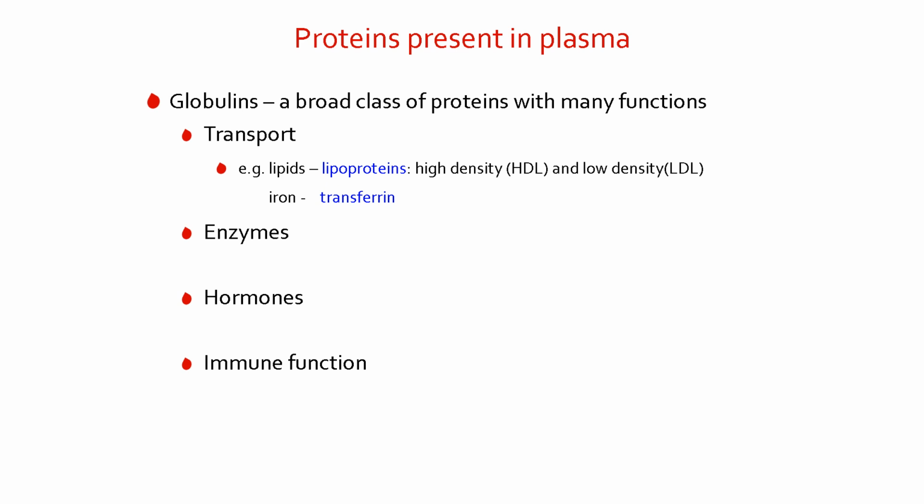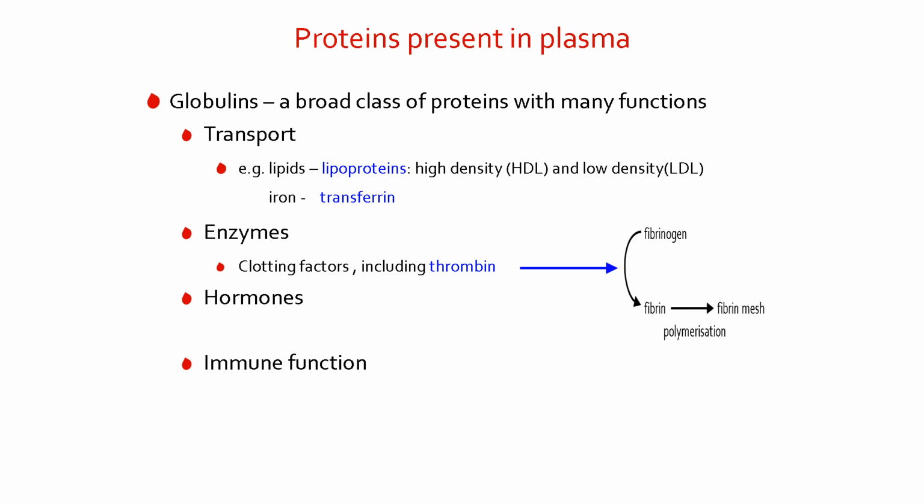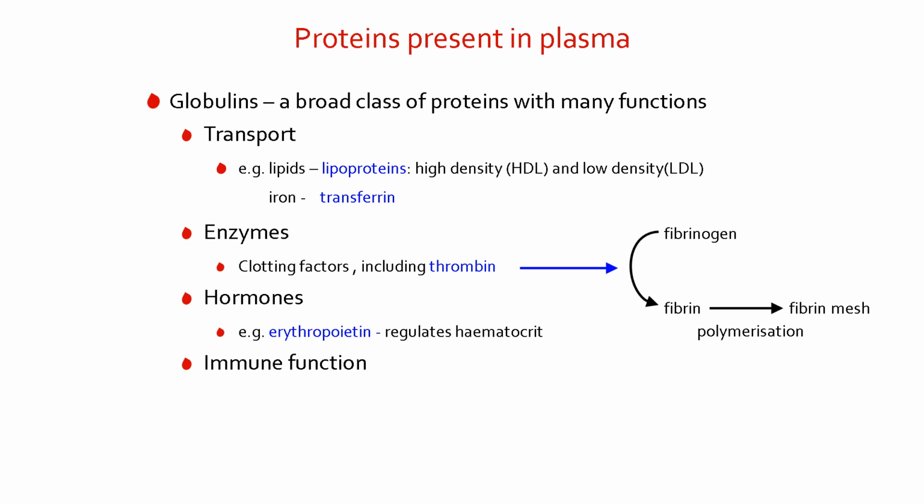The main enzymatic function of globulins is in the clotting cascade, which involves a sequence of events under the control of enzymatic clotting factors. A key example is thrombin, which cleaves fibrinogen into fibrin. Fibrin then polymerizes into a mesh that provides the structural framework for a clot. The hormone erythropoietin is a globulin, and as you have heard, it regulates haematopoiesis.